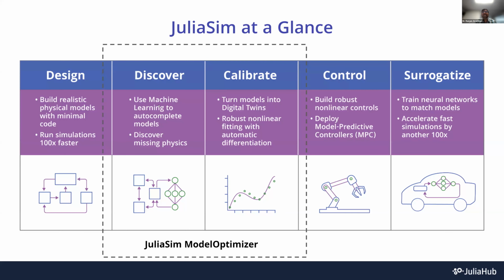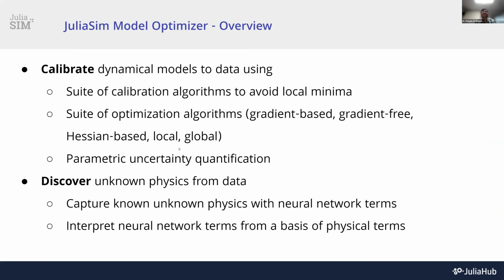or you can use this to discover new physics in the model. Basically, what you would do is augment neural network terms to your model, train those neural network terms, and then reinterpret those neural network terms from a basis of physical terms that you've decided a priori. So these are the two main modules here in our JuliaSim Model Optimizer.